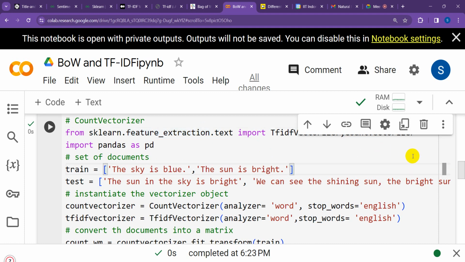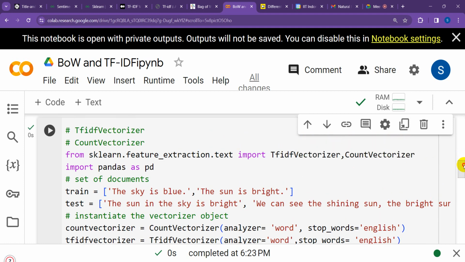From sklearn.feature_extraction, initially we had imported the count vectorizer. Similarly, you can also import the TF-IDF vectorizer that will help you compute the TF-IDF values for different terms that appear in your corpus. So from sklearn.feature_extraction.text, I have imported this TF-IDF vectorizer, and I have taken some set of documents, and I'm going to apply the same thing.